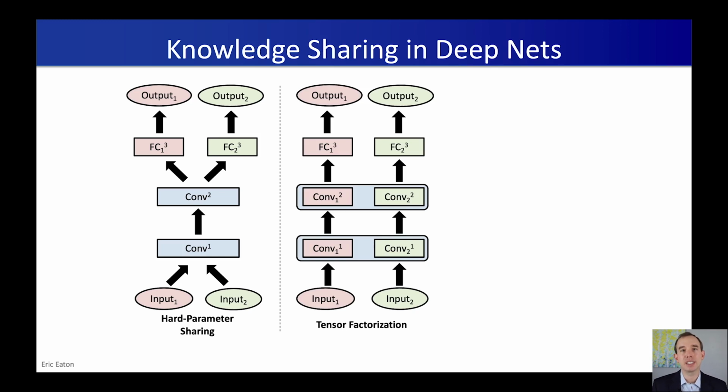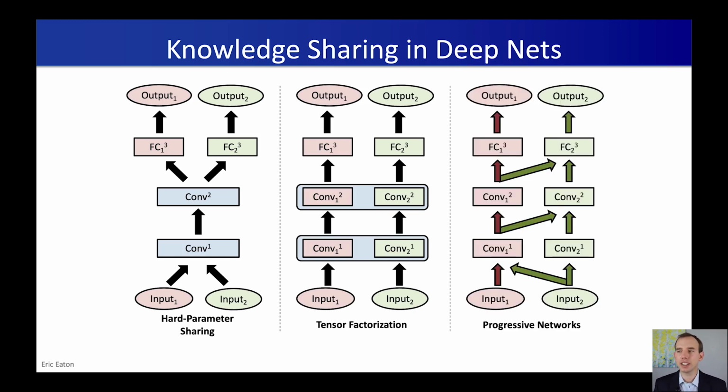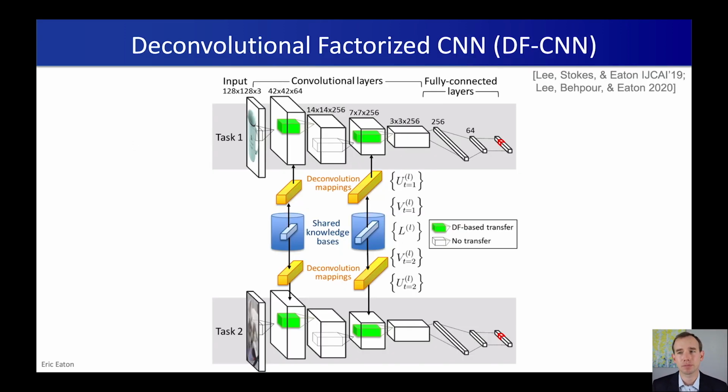Another way uses tensor factorization, where the shared knowledge is more tightly coupled together, but it's still a little separate. And finally, we have things like progressive nets, which directly build upon the representations which have been learned previously. We're going to talk about a little different form of this.